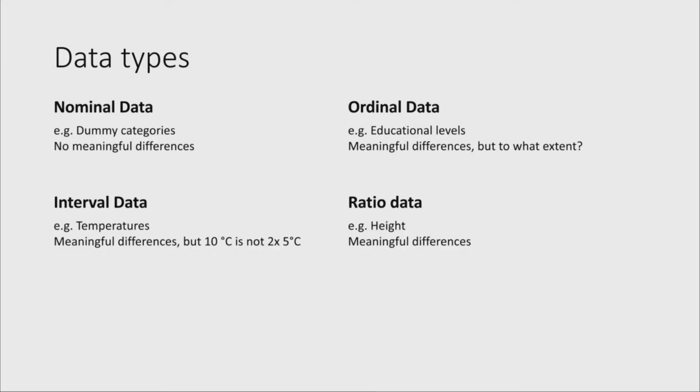Next to that, we have ordinal data. That means there are differences, but you don't know how big the differences are. An example of that would be educational levels. You know that university is considered higher than vocational education, the MBO, but you don't know how big this difference is. You just know the order between the two.